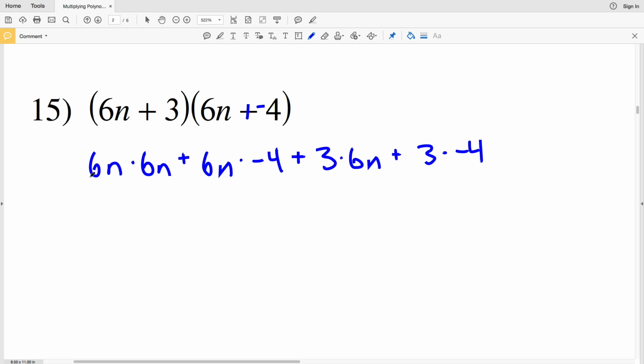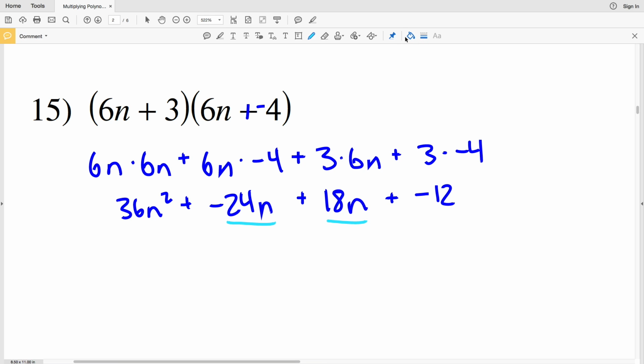Go ahead and work out the multiplication. 6n times 6n is 36n squared. 6n times negative 4 is negative 24n. 3 times 6n is 18n. 3 times negative 4 is negative 12.